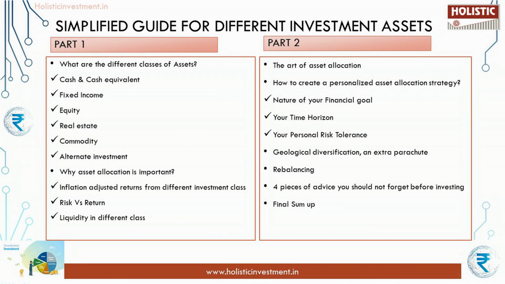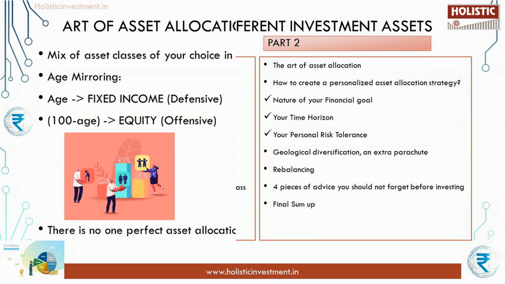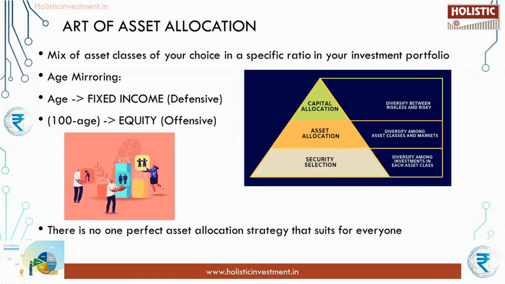Investing in different asset classes reduces risk and increases the probability of making a return. In this video, let us discuss the art of asset allocation, how to create your personalized asset allocation strategy, and how to rebalance it. First, the art of asset allocation. Asset allocation is a mix of asset classes of your choice in a specific ratio in your investment portfolio.